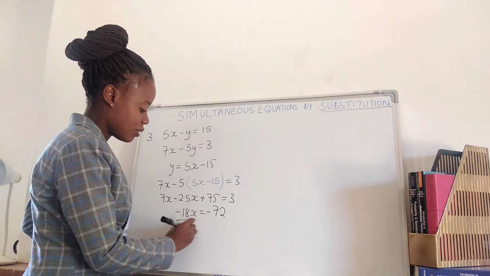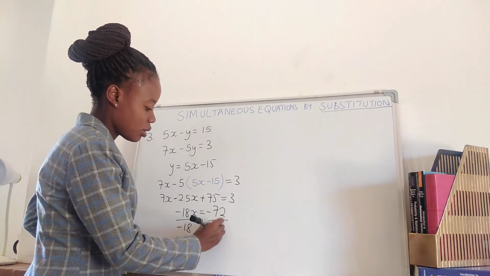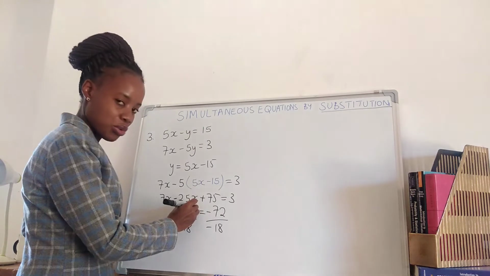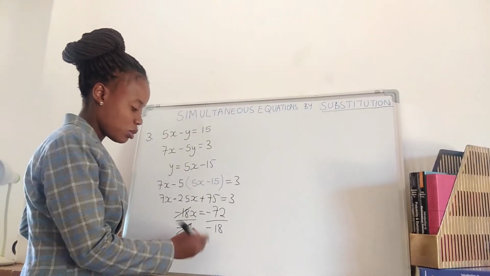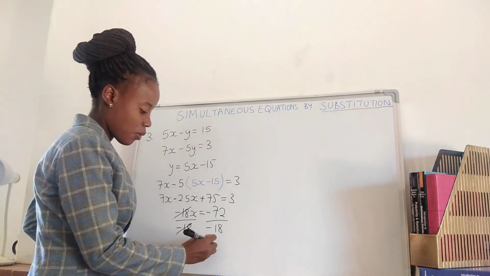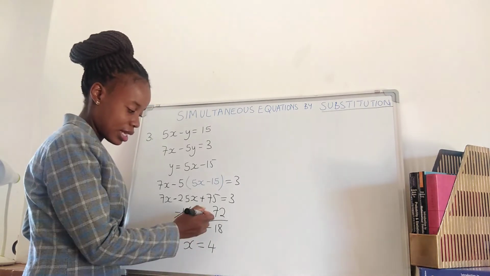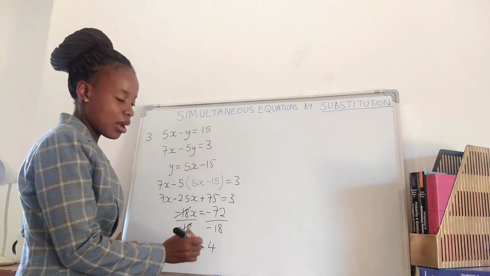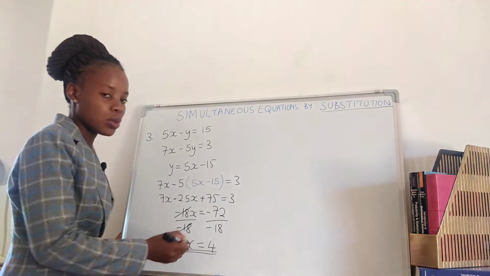We divide by negative 18 both sides, and then our x is going to be negative 72 divided by negative 18, which is 4. Okay, a negative number divided by a negative number is a positive number, so our x equals 4.